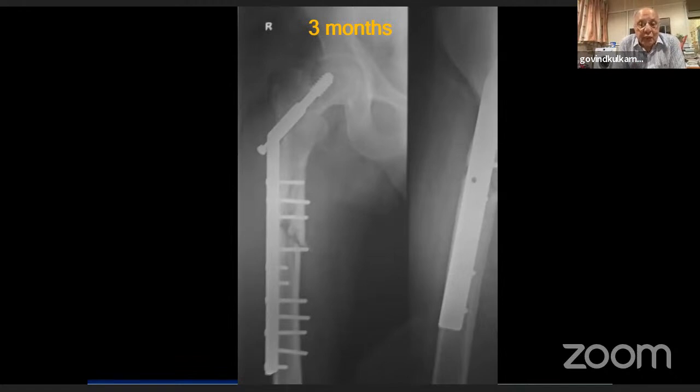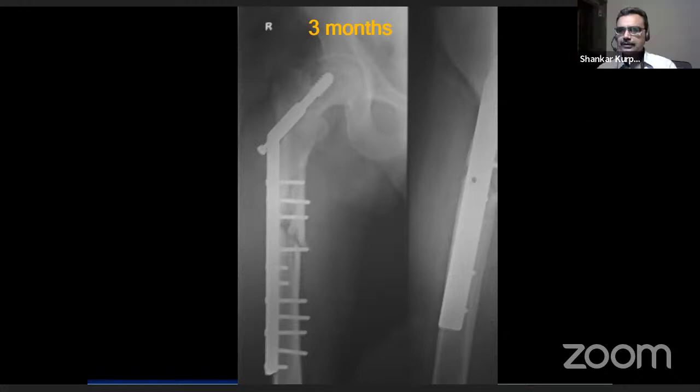Yes, it is possible to manipulate from below. And if you do that with a valgus osteotomy, it has given good results. We have had some 3-4 cases, and we do the valgus osteotomy first and then put in this retrograde nail.